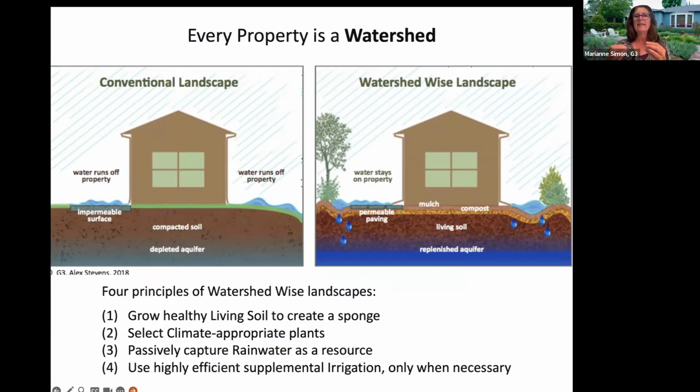You're going to see why this is important, why we start with this, in just a moment. So there's four key principles. The first one, super important, is the quality of our soil. We want what we call a living soil sponge. So the ability of the soil to hold on to water when we get it, and then to release it to the plants as they need it.